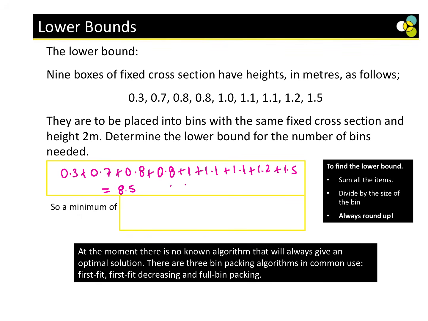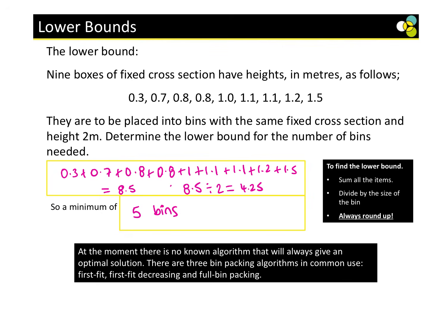Oh no, oops. Okay, 8.5 divided by 2. Immediately I know this is 4.25. Don't need a calculator for that. If I need 4.25 bins, that means actually I need a minimum of 5 bins.